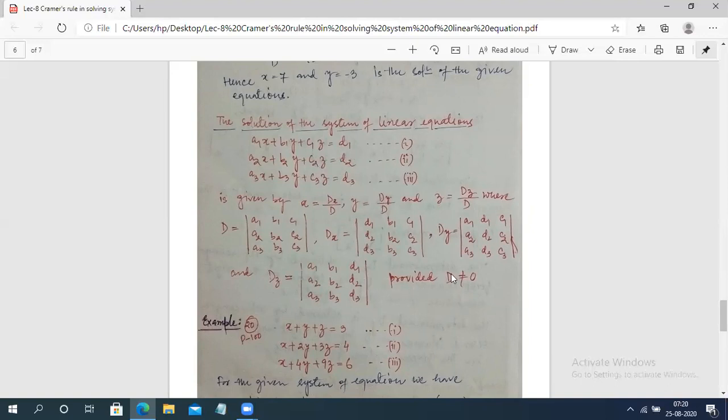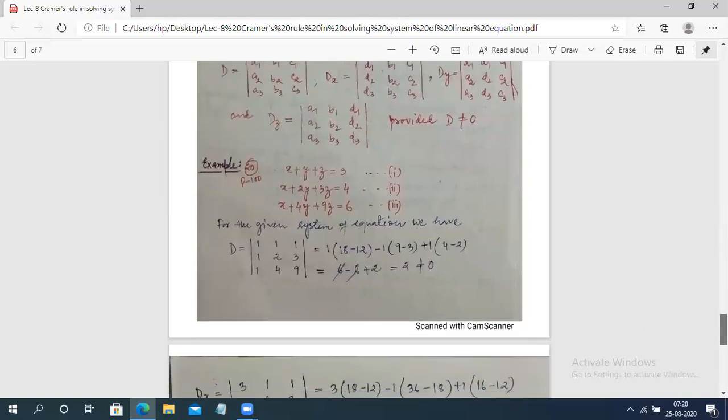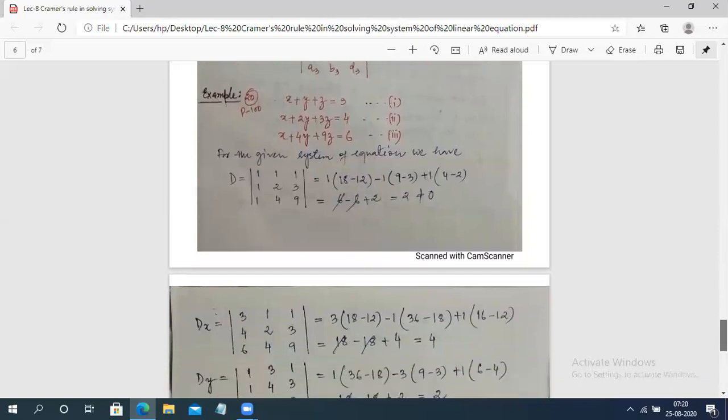Then find the variables x, y, z by using this Cramer's formula. It is a very easy method. So I will give you just one example, and the rest of the questions given in your exercise 2, you can practice by using Cramer's rule also.